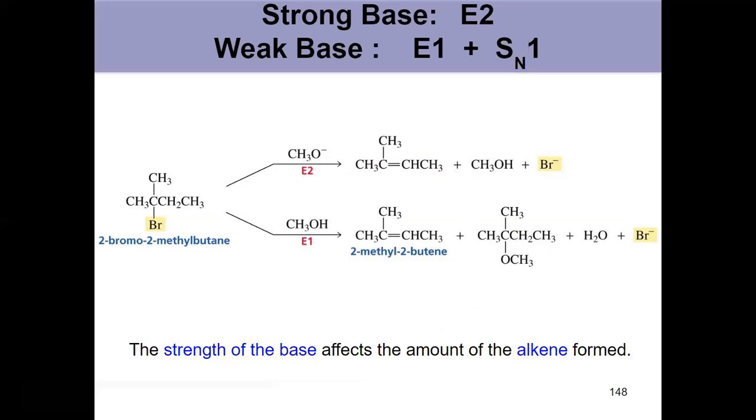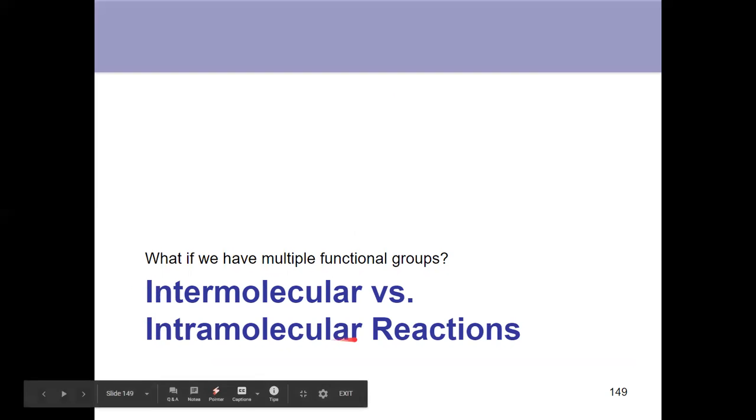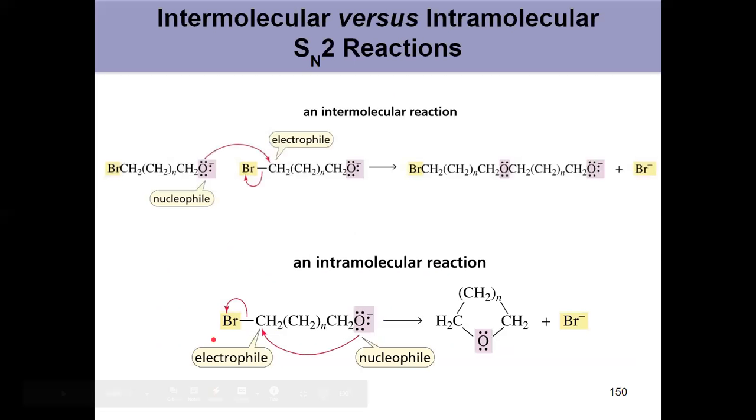So one note to finish up on with regard to the Williamson ether synthesis and our reactions from chapter 9. What if we have multiple functional groups in the same molecule? That's called bifunctional, two functional groups, and that gives us multiple possibilities for how to react. They can continue to be intermolecular, but we can also have intramolecular reactions where a molecule is reacting with itself.